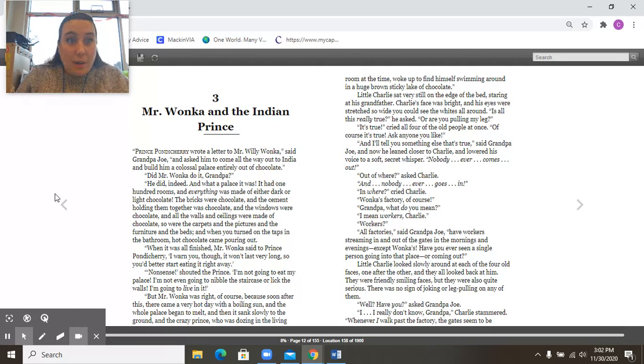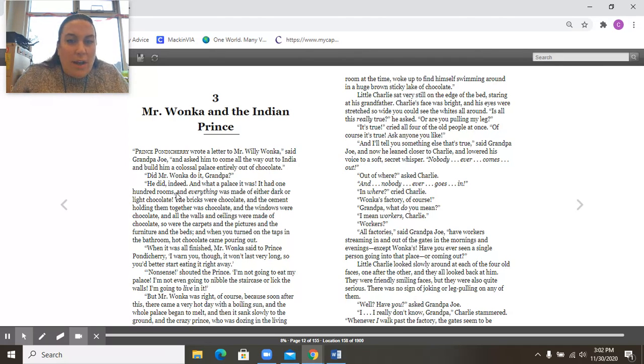So now we're on Chapter 3, Mr. Wonka and the Indian Prince. "Prince Pondicherry wrote a letter to Mr. Willy Wonka," said Grandpa Joe, "and asked him to come all the way out to India and build him a colossal palace entirely out of chocolate." "Did Mr. Wonka do it, Grandpa?" "He did indeed. And what a palace it was.